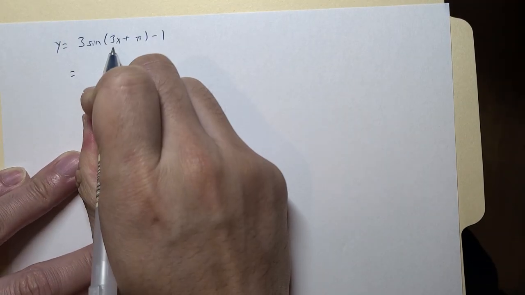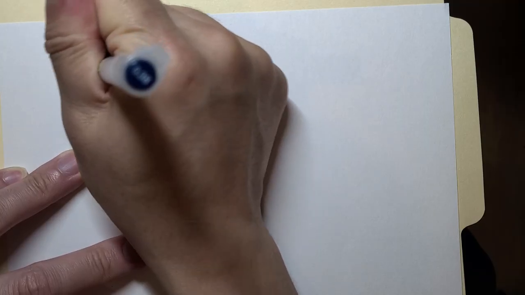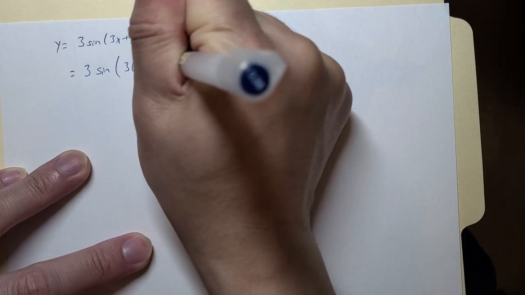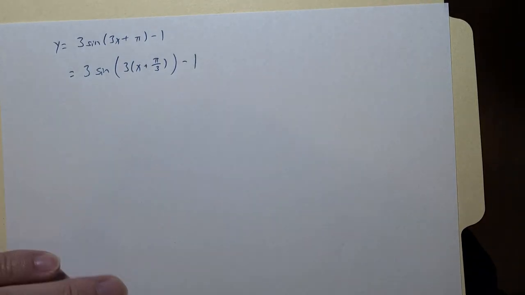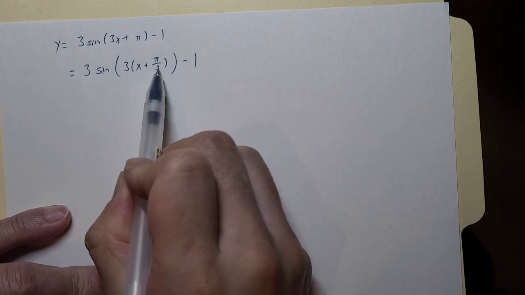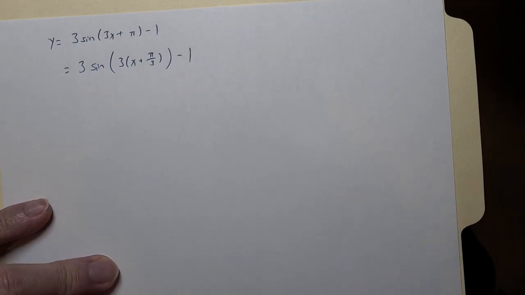Let's factor out this 3 to get the stretching factor out, or compressing factor. 3 sine of, if we factor out a 3, it'll be x plus pi over 3, and then minus 1. Okay, let's double check. If we distribute, we get 3x. Distribute to this, we get pi. Good. So let's get the parameters.